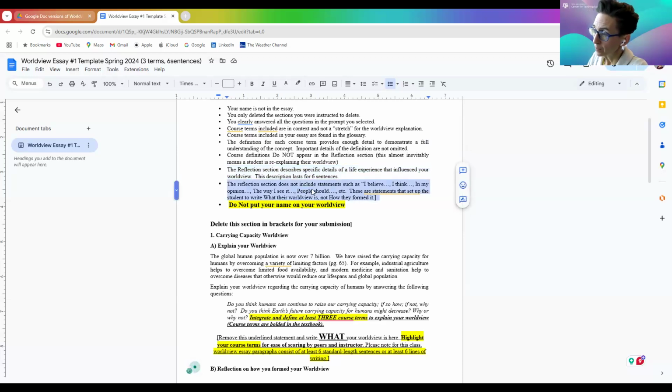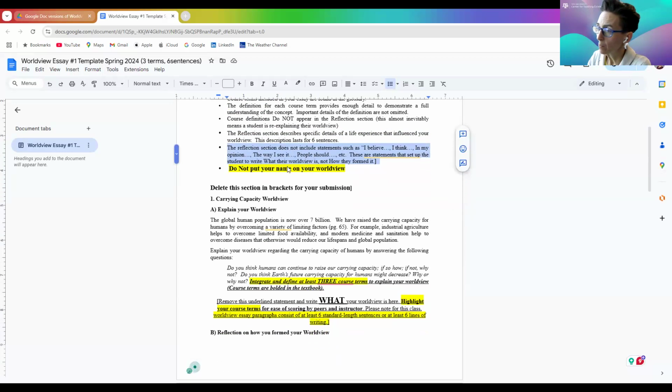So for example, the reflection statement does not include student statements that simply say, this is what I believe, I think, my opinion. If you are saying, I believe, I think, in my opinion, or people should, that is you telling me what your worldview is. That's just another way of saying, I think, that's my opinion. And in the reflection section, that's not what we're looking for. So let's play this out.